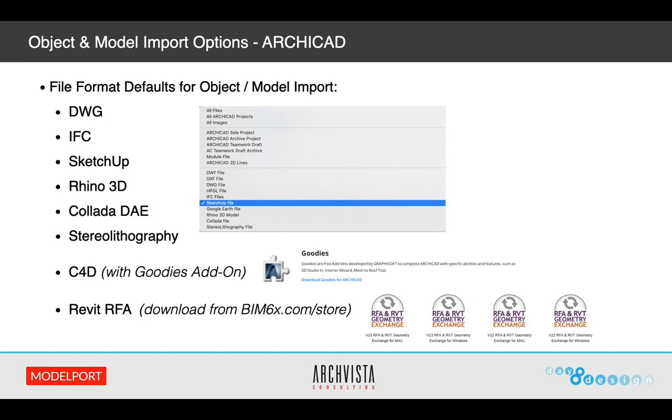You can download that from bim6x.com/store, and you can see there's actually version 23, 22, and it's not on here, but version 21 as well. And then those allow you to import Revit objects and convert those into an Archicad .gsm object format.